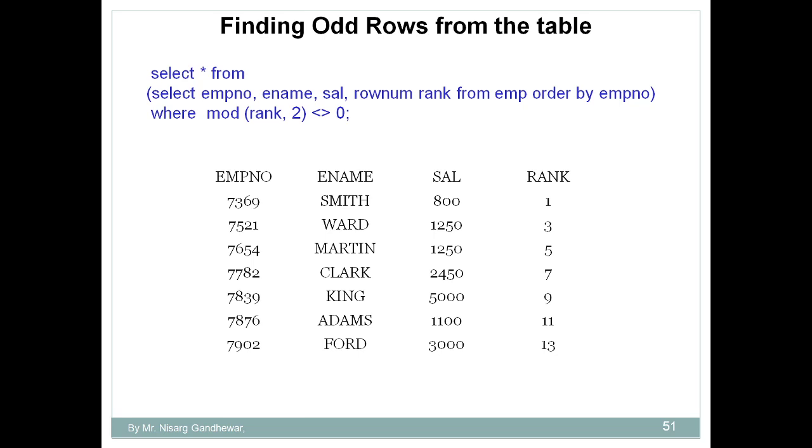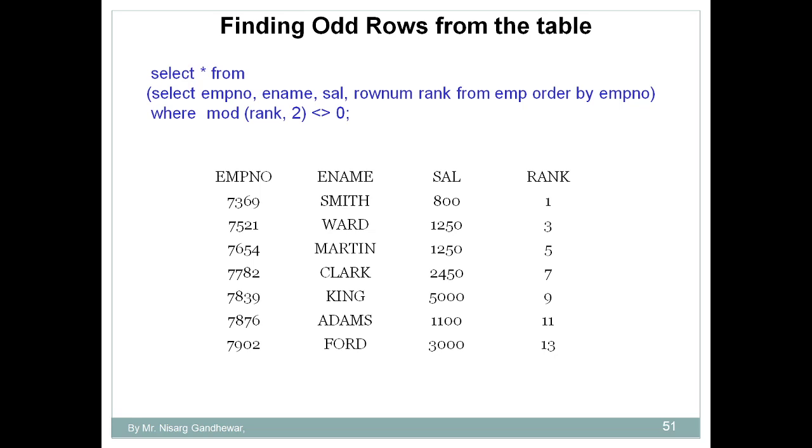So that we are going to use to solve the particular query. So select star from, in bracket, select employee number, comma, ename, comma, sal, comma, rownum. We are creating an alias as rank from employee, order by employee number. So we are arranging this data in ascending order, where mod, in bracket, rank comma 2 not equals to 0. So in this case we are going to use the mod operator.